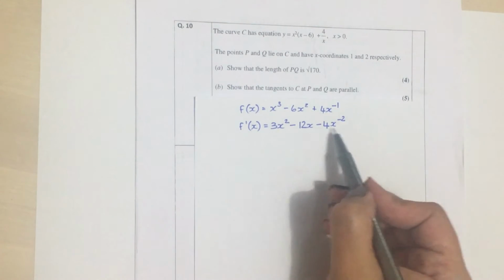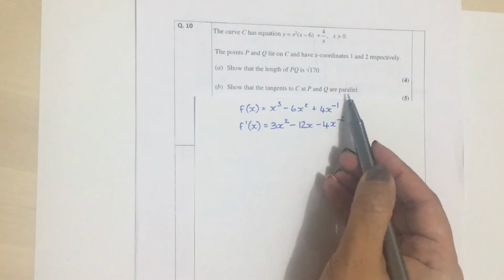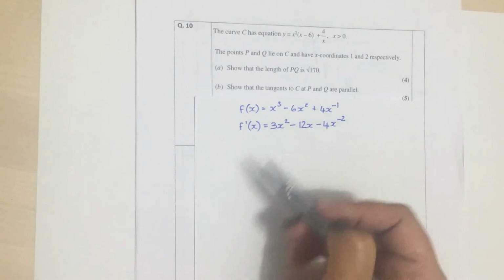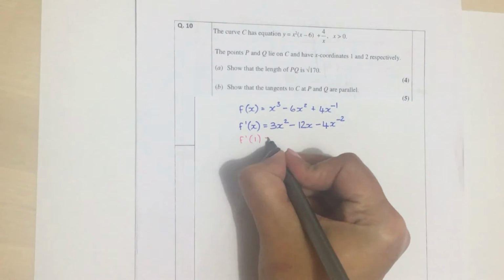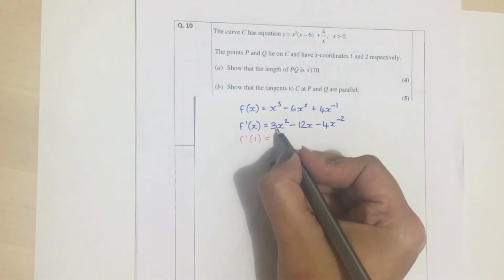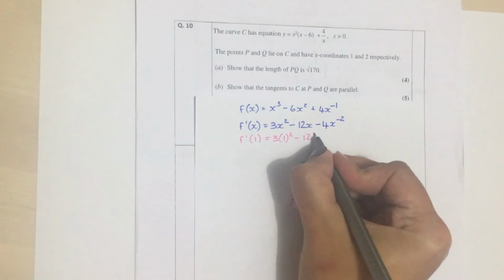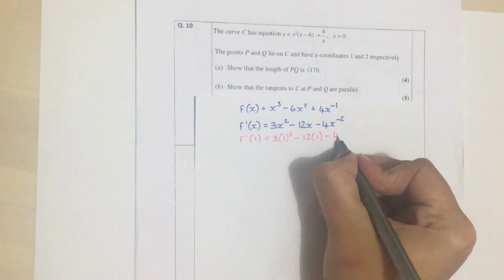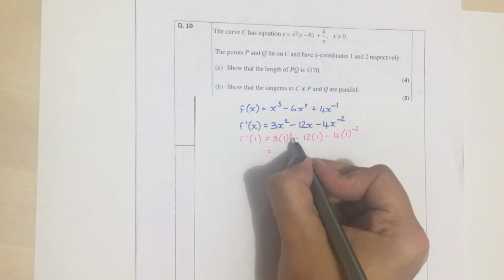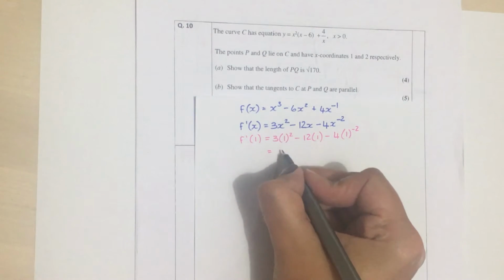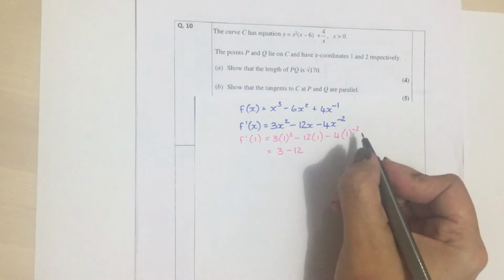Because this is the little formula for the gradient of that tangent, right? And if we want to find if they are parallel, they need to be the same. So if I substitute that 1 into this place, I'm going to get 3 times 1 squared minus 12 times 1 minus 4 to negative 2. Right, we rewrite that. 1 squared is 1, times 3 is 3.